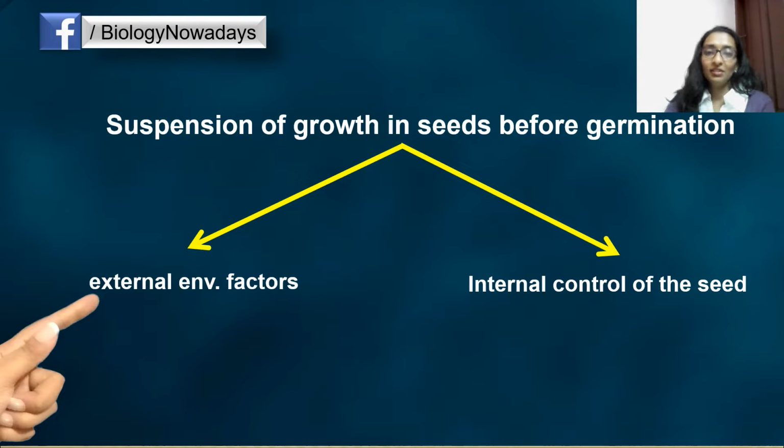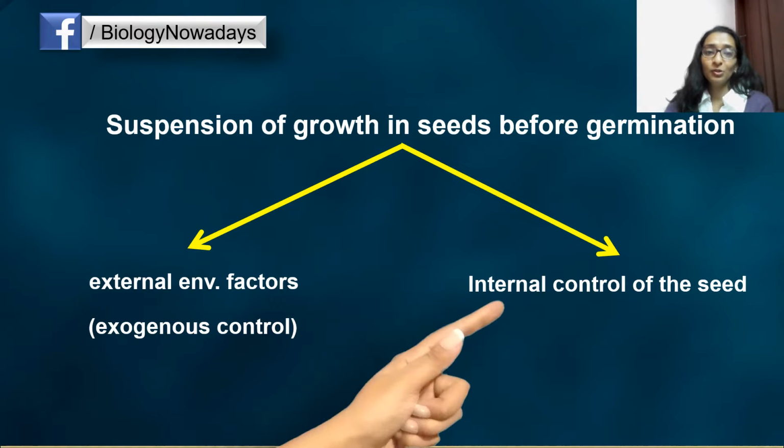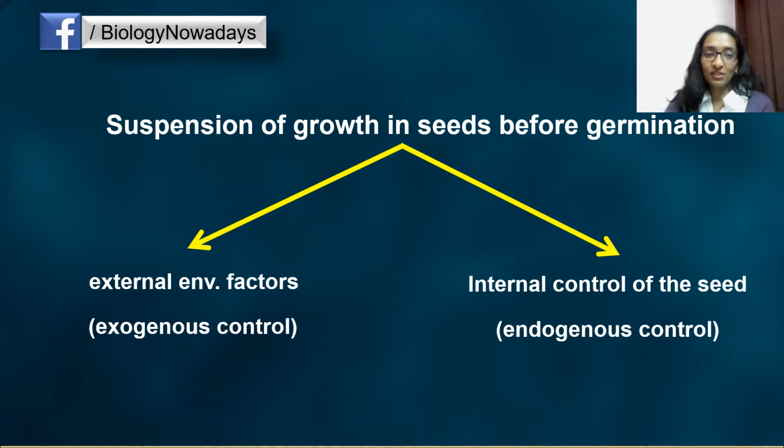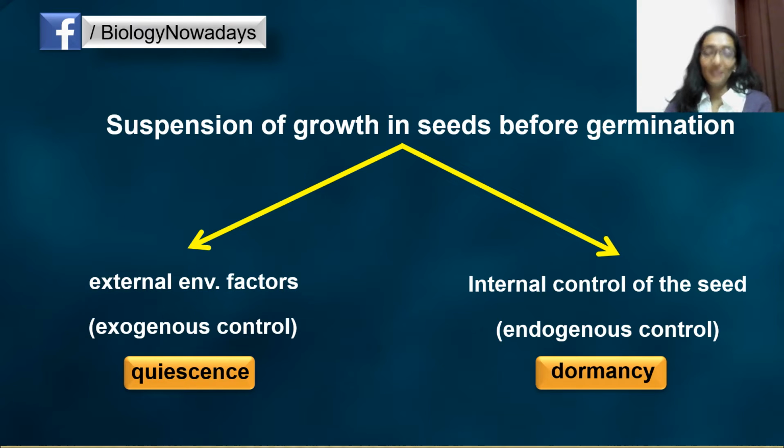The external control is called the exogenous control, while the internal control is called the endogenous control. If the suspension of growth of a seed is due to the exogenous control, it is called quiescence. On the other hand, if the suspension of the growth is due to the endogenous control, it is called dormancy. In this video, we will be focusing on seed dormancy.